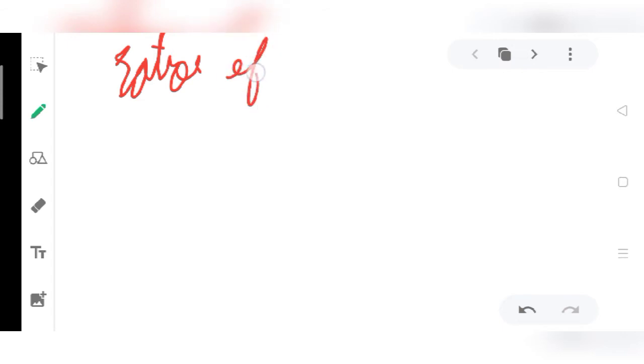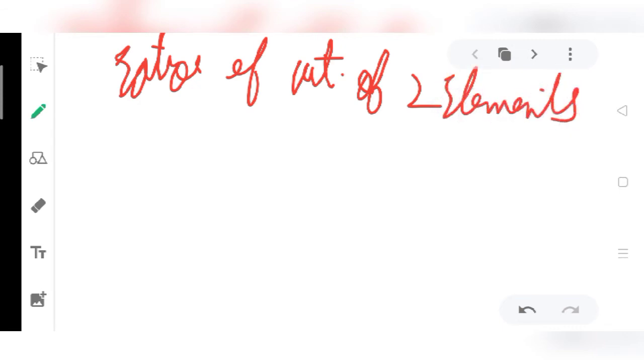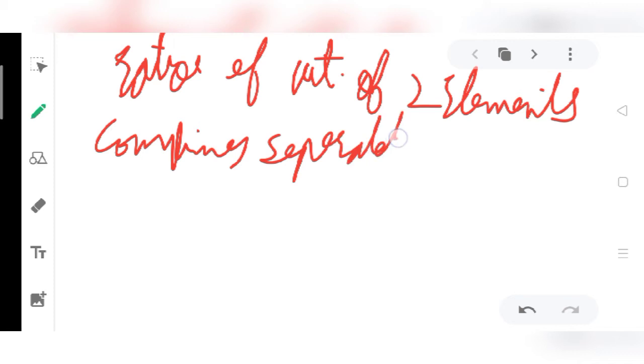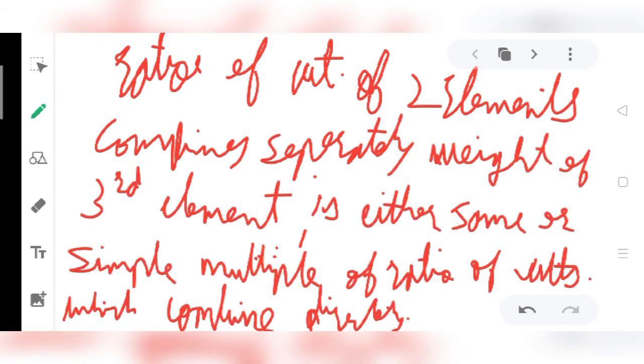This law suggests that if two elements combine separately with a fixed weight of a third element, then the ratio in which they combine will be either the same or a simple multiple of the ratio in which both of those elements combine directly with each other.